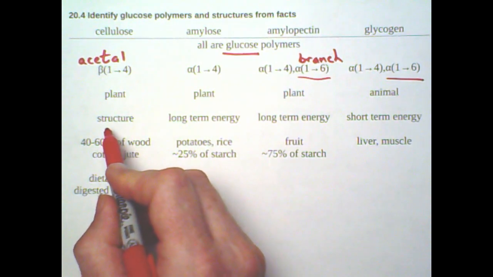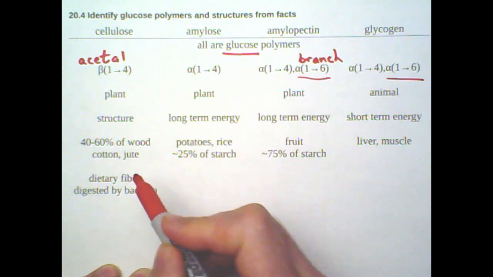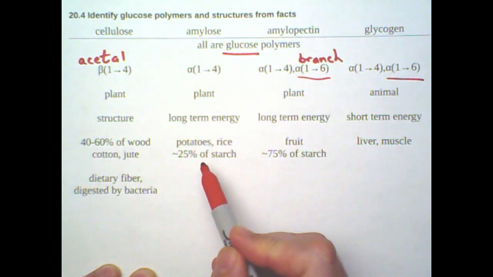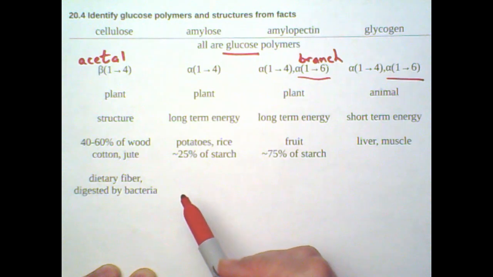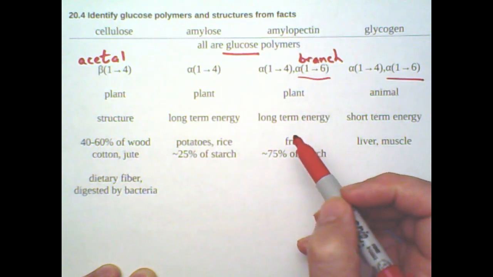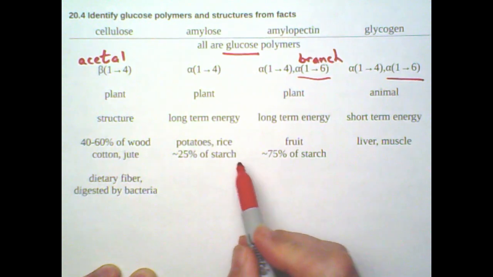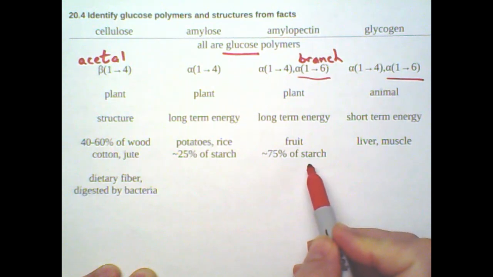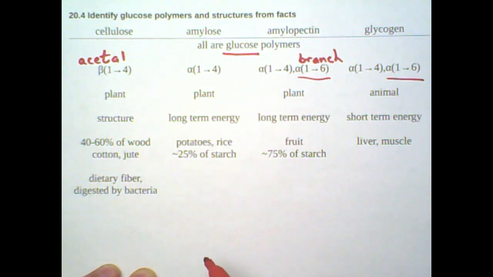What are they used for? Cellulose is structure in things like wood and cotton fibers and jute fibers. Amylose, long-term energy storage. Potatoes and rice have lots of it. Amylopectin is also long-term energy storage. It's found more in fruits. What we call starch is a combination of amylose and amylopectin, mostly amylopectin. The percentages vary some.